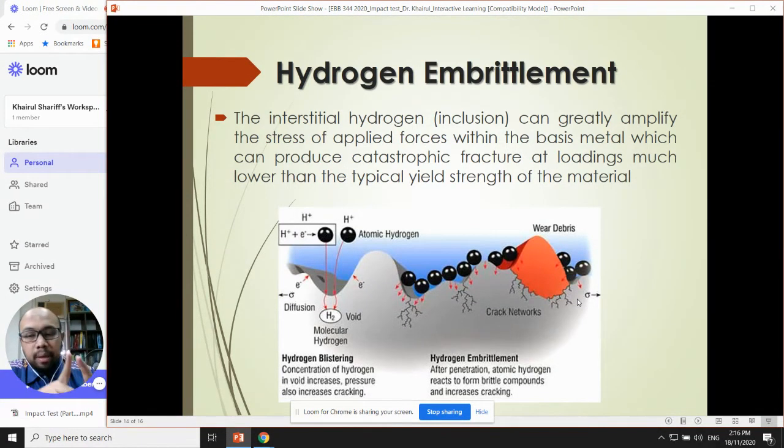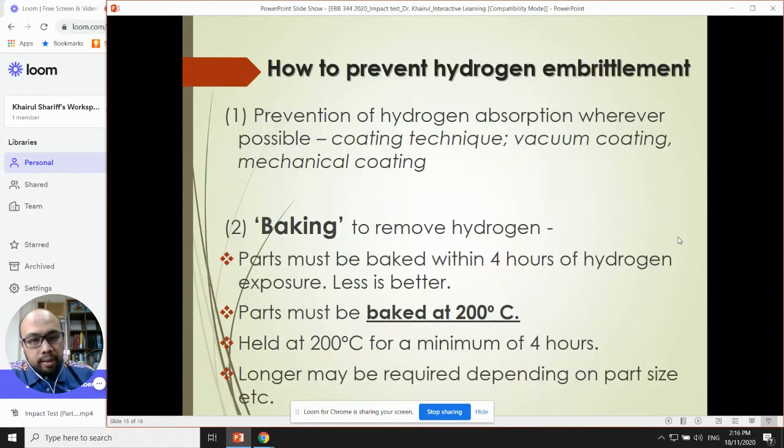Okay, so remember, for hydrogen embrittlement, you need to prevent the presence of hydrogen surrounding the metal. Again, hydrogen easily attacks the surface of the metal regardless of its composition. That's number two. Number three is that if a defect is created or present on the surface of the metal, it might cause the hydrogen penetration or attack to become faster.